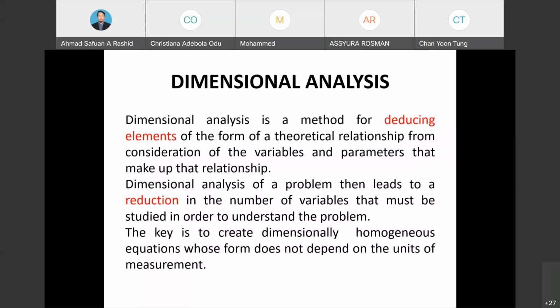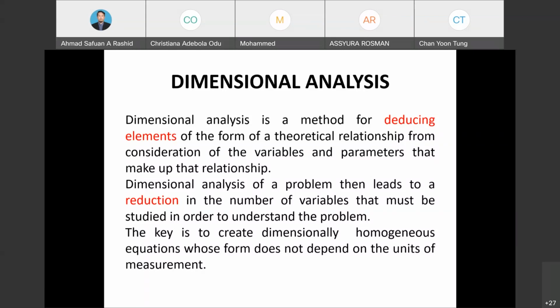So the idea is we want to determine what are the important parameters related to the problem. Dimensional analysis of a problem then leads to a reduction in the number of variables that must be studied in order to understand the problem. Once we know the important parameters, due to time constraints we want to focus on one or two parameters, so we can reduce the number of parameters that we want to investigate.